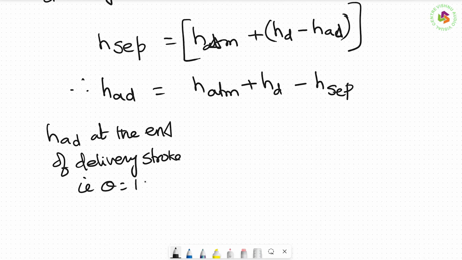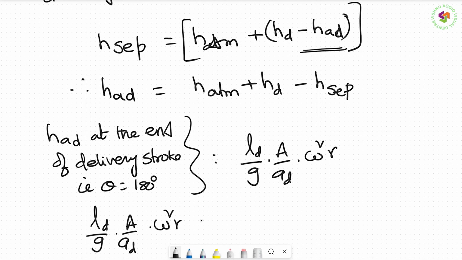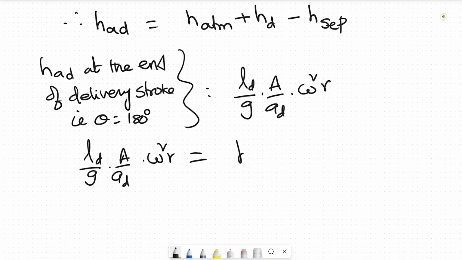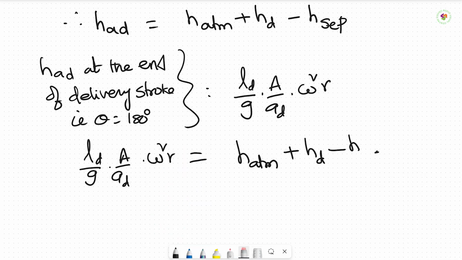That is, theta is equal to 180, is equal to LD by G, A by AD, omega square R. Already this minus sign I have taken up in the beginning itself. That's why here I have written minus HAD. So in this, now LD by G, A by AD, omega square R is equal to H atmosphere plus HD minus HAD. Not HAD, sorry, H separation.